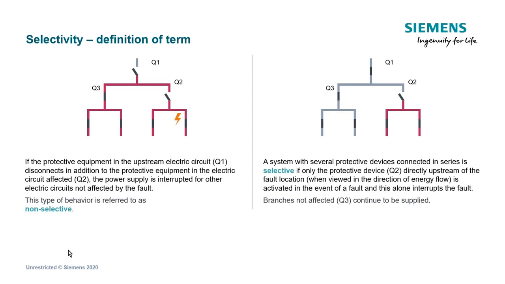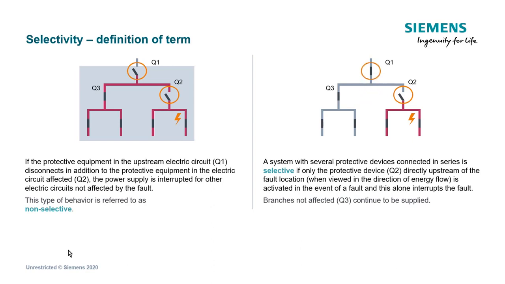Let's talk a little bit about selectivity and backup protection. What does this actually mean and how does this influence my design? If we focus on the left hand side, let's imagine that we have a short circuit current or fault here. As you can see, Q2 is the breaker that should open and protect the affected circuit. But Q1 also trips, meaning that we are not being selective because all of the circuit in the gray area is affected.